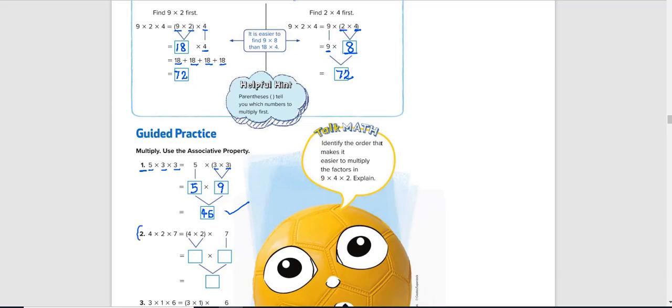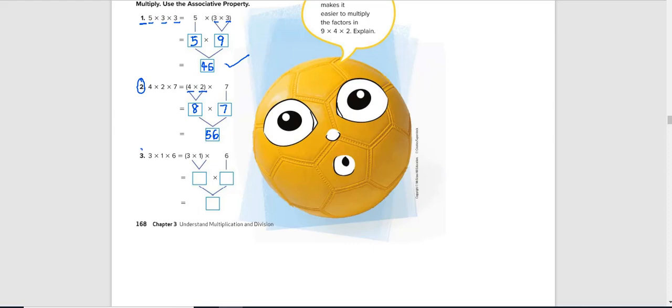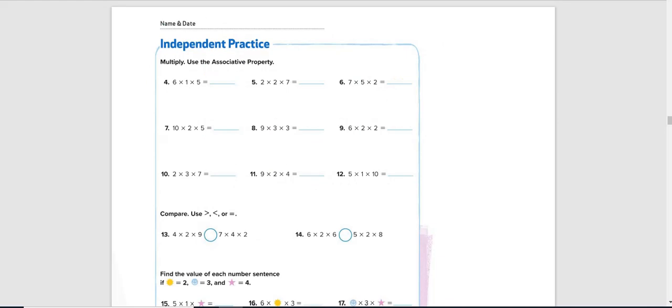Correct. Question 2. I do 4 times 2, which will give me 8. I bring the 7 down. 8 times 7 is 56. Alright, I guess you also got the question correct. Number 3. 3 times 1 is 3. I bring 6 down. 3 times 6 is 18. Very well. Now I want you to try this independent practice. Pause the video as usual. Put your answers down. After that, you play the video to see if you are correct.